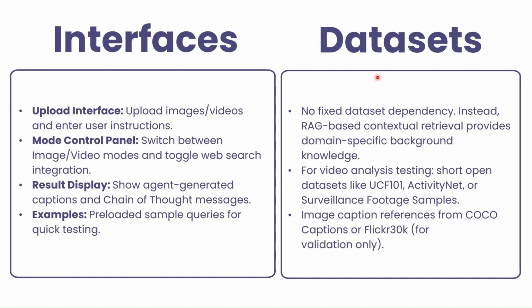And then coming to the data sets, Capagent++ doesn't really rely on a fixed data set. It uses RAG-based retrieval to bring in domain-specific knowledge on the fly. For testing, we use short open datasets for videos like UCF 101 or ActivityNet. And then for image caption references, we're getting from Coco or Flickr 30K for validation.